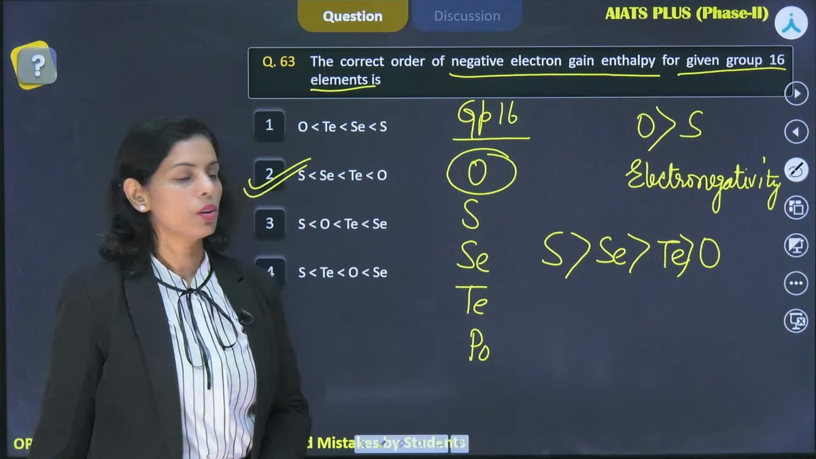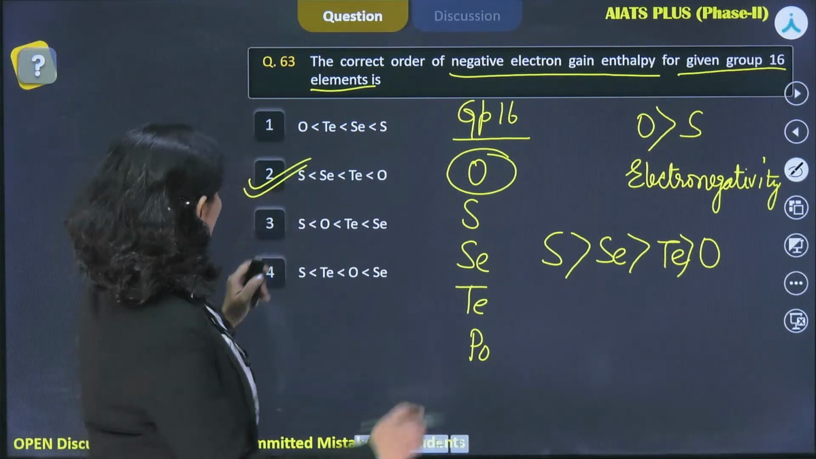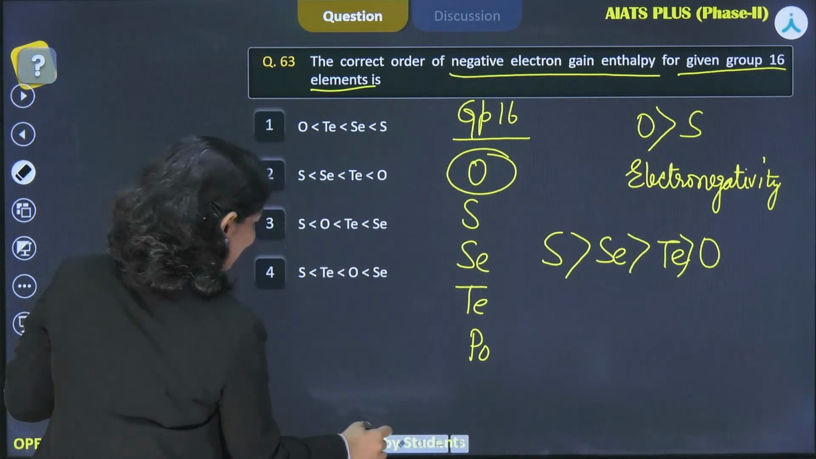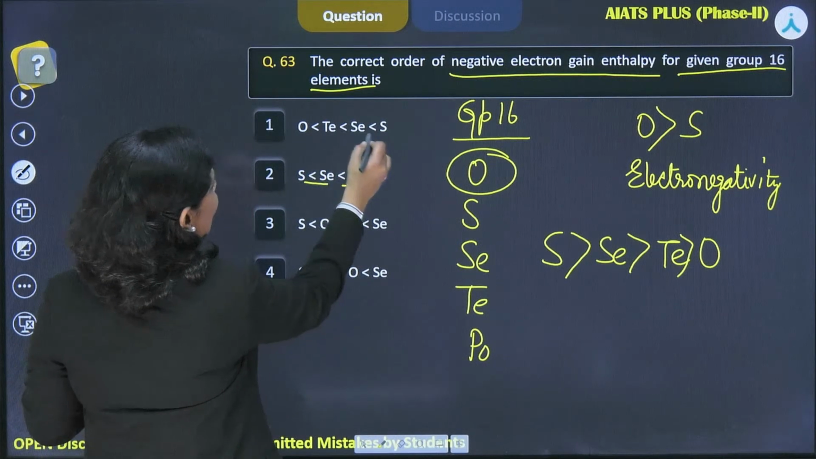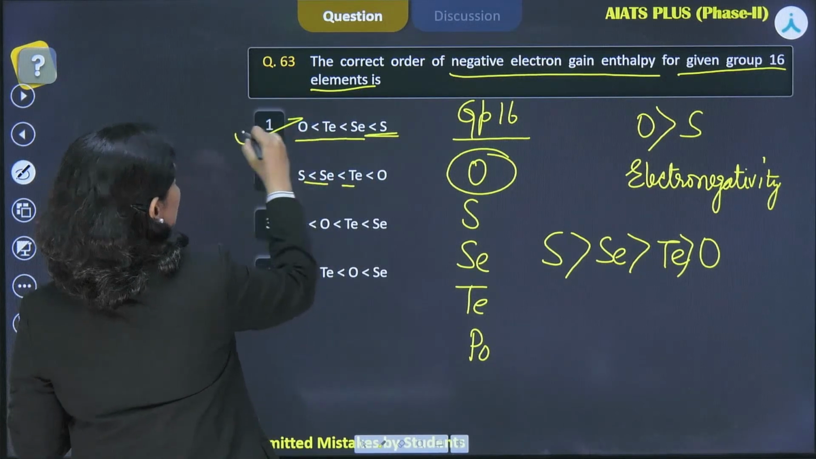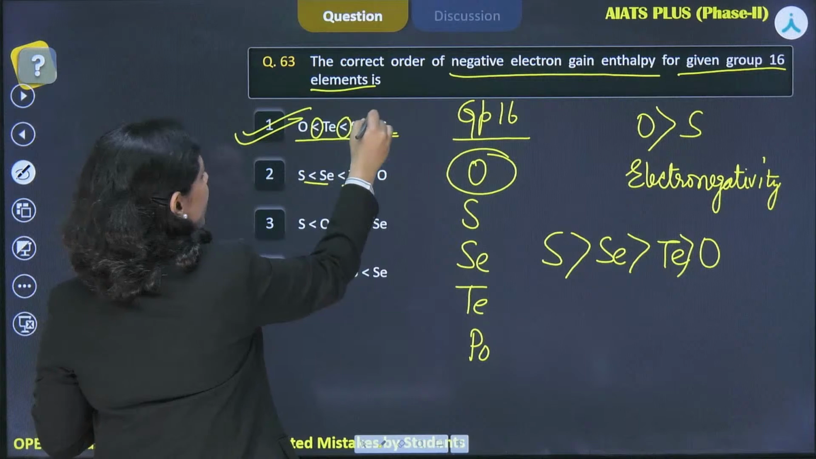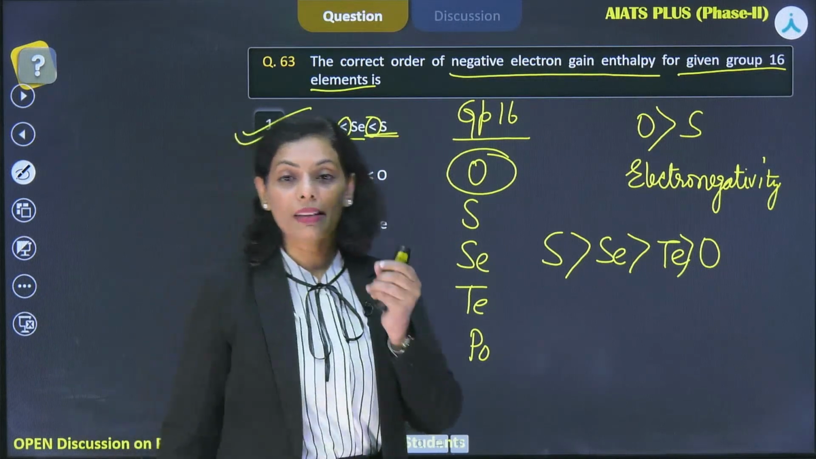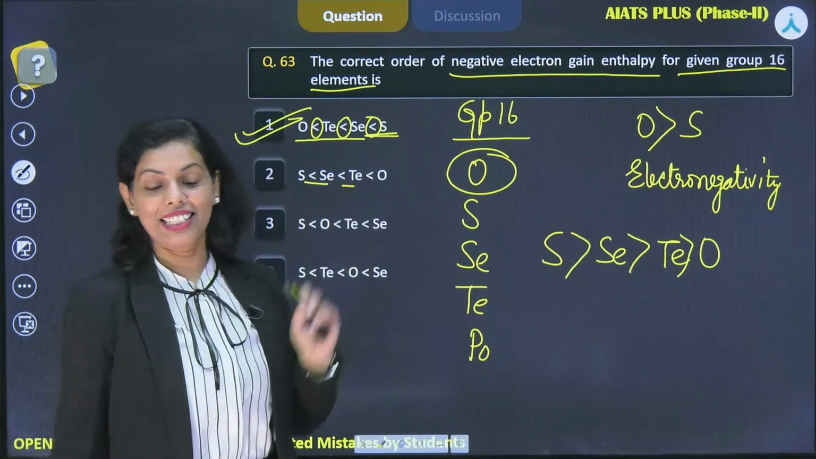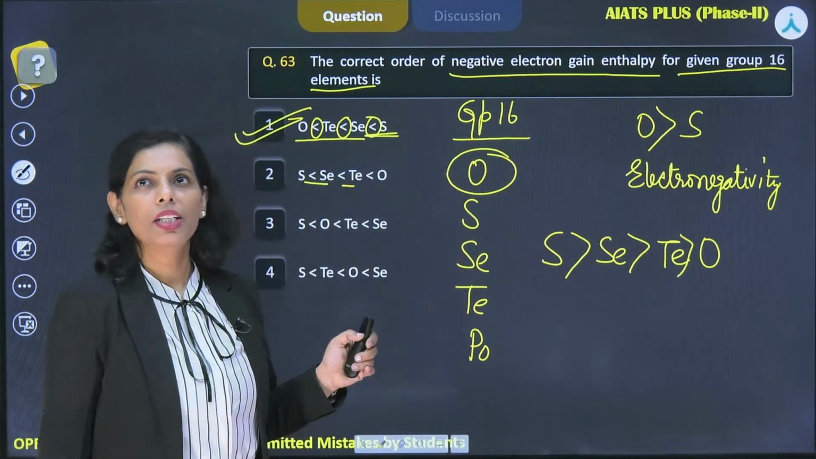Done? Mohit said 1. So sorry. We have to just look at the mark as well. The highest for sulfur, then selenium, then tellurium, then oxygen. The reverse is it. So, this is very important to look at the pattern, the symbols, the signs in the question, right? Don't make this mistake. Okay? Done? Shall I move forward?